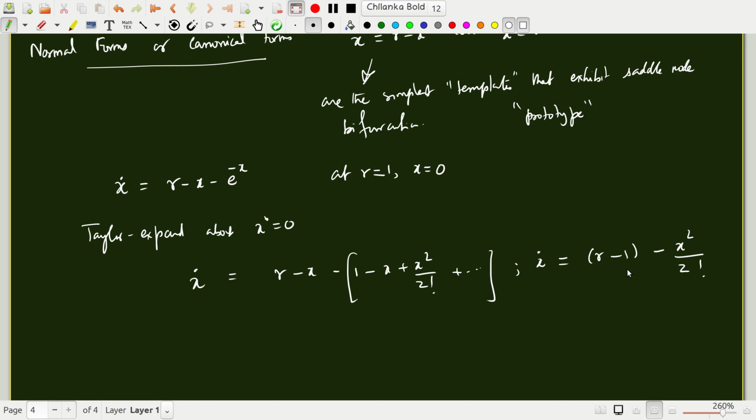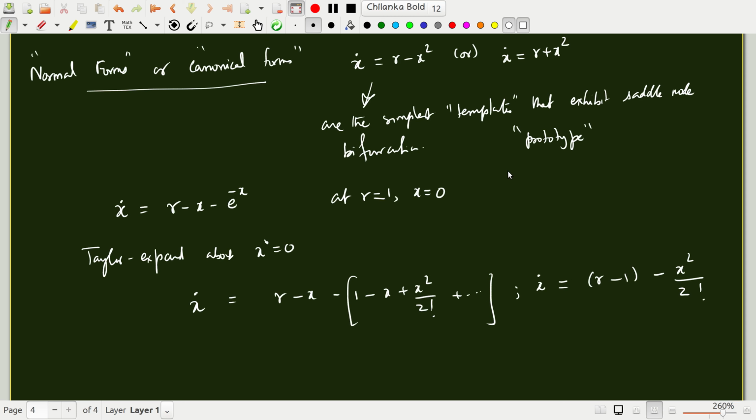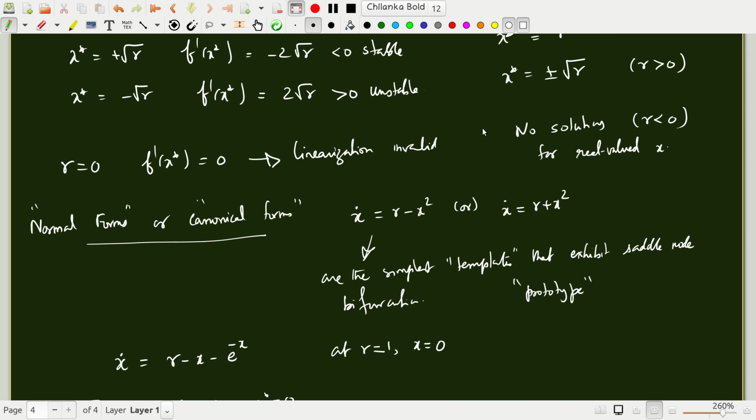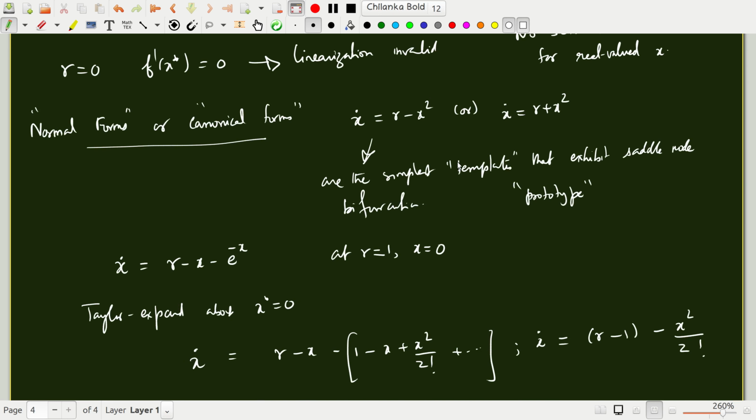So R is equal to 1 is the point of bifurcation, and if you look at this equation with this template, I can rename all this. I can call R minus 1 as some R prime, and I can absorb this factor of 2 also in the definition of the variable itself, and you will find that this is the same template as this. So in that sense, any saddle node bifurcation will locally near the point of bifurcation appear like this. Okay, that's why these are called normal forms or canonical forms.